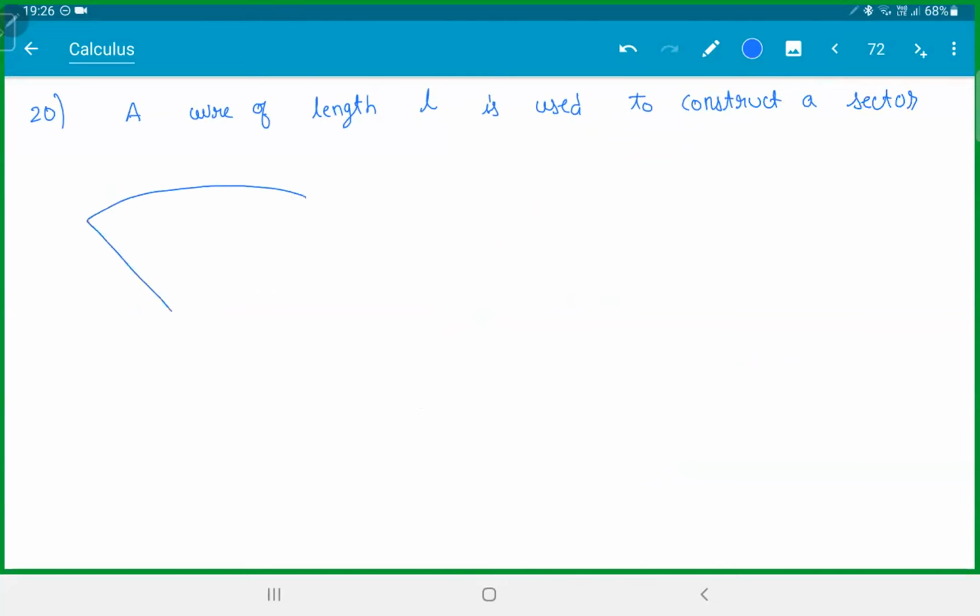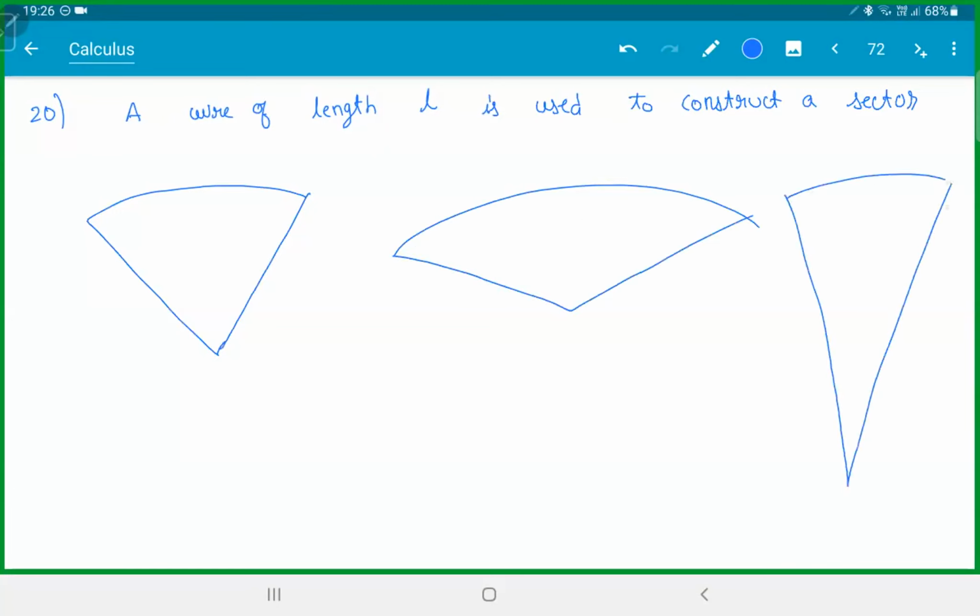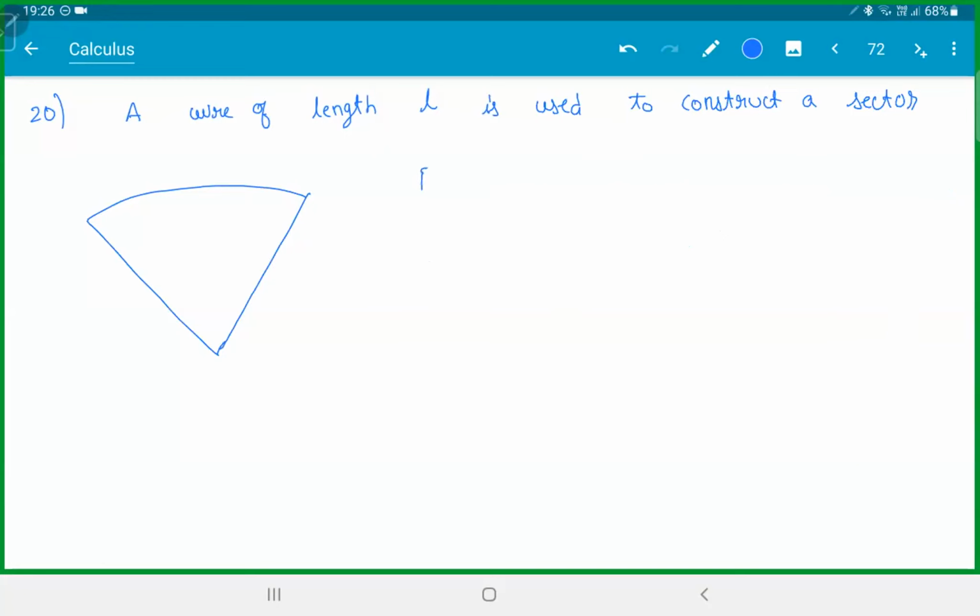So I gave you a wire. A wire of length L is used to construct a sector. You know what's a sector? It's like a slice. So basically like this. Part of a circle. Now, how can you construct this? You can make a big sector like this. You can make a long sector like this. You can make different sectors, right? But the total length of the wire is only L. Find max area of the sector.